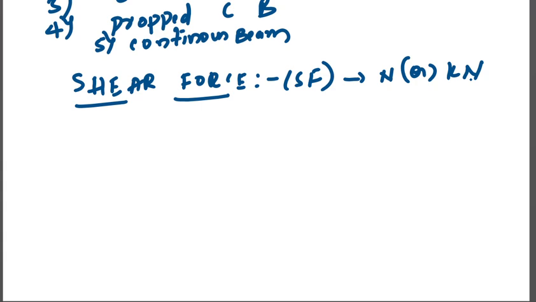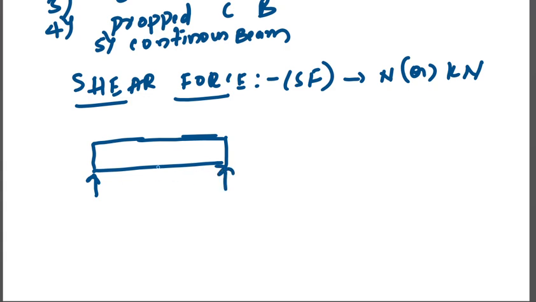The theoretical definition of shear force: a force that acts parallel to the surface or cross section of a member is called a shear force. See here, let us consider a beam. This is a simply supported beam of length L. This is the cross section area, that is B into D.